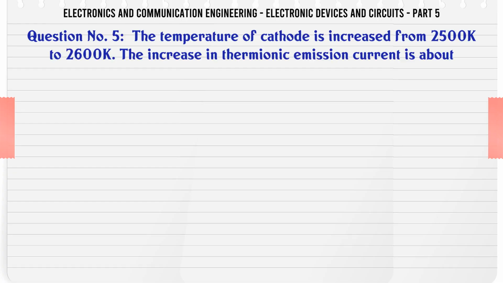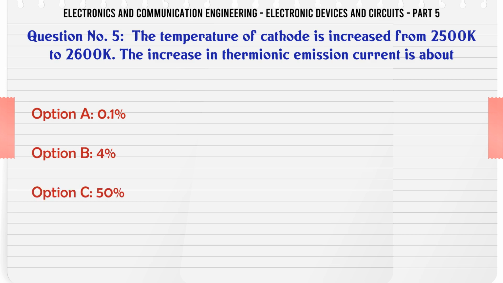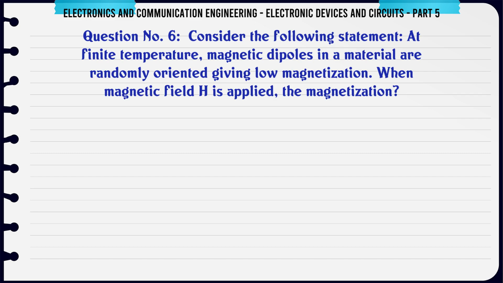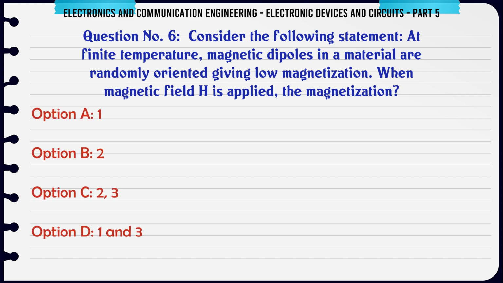The temperature of cathode is increased from 2500 K to 2600 K. The increase in thermionic emission current is about A: 0.1, B: 4, C: 50, D: 150. The correct answer is 150.